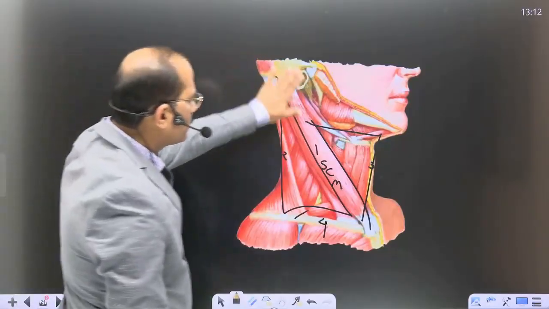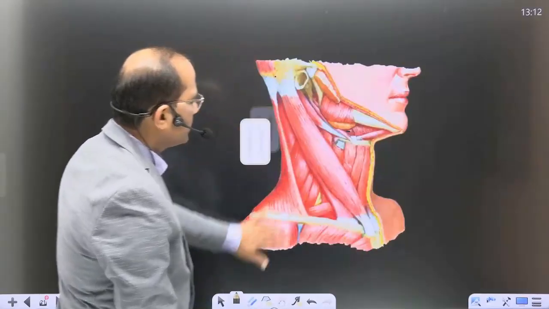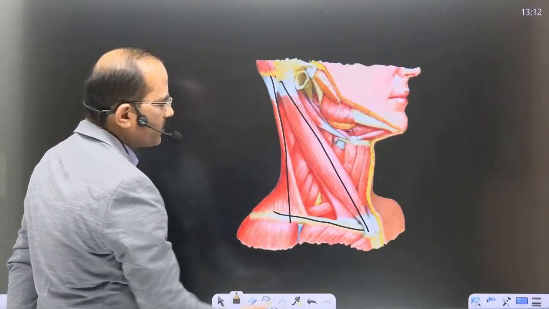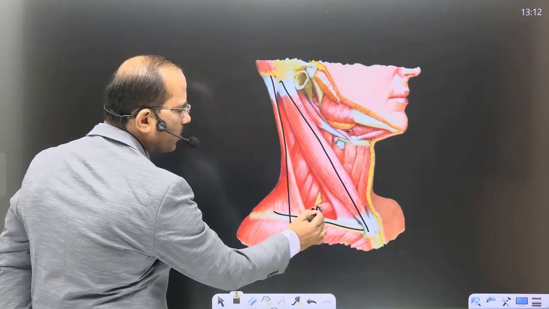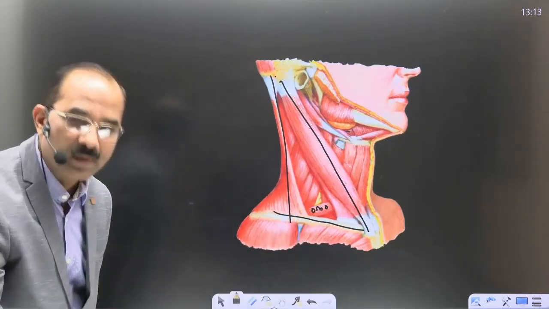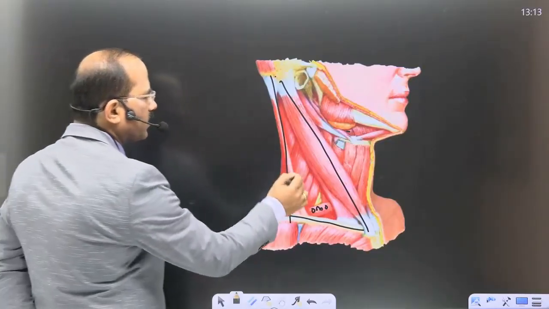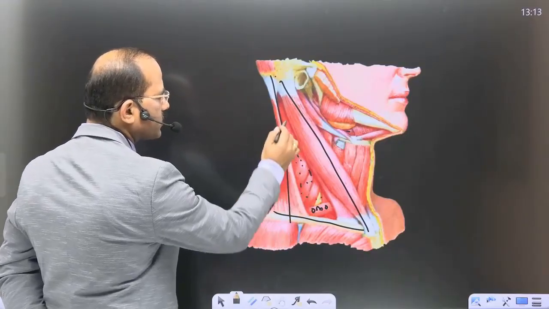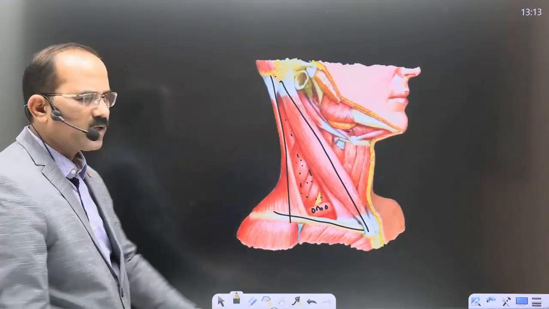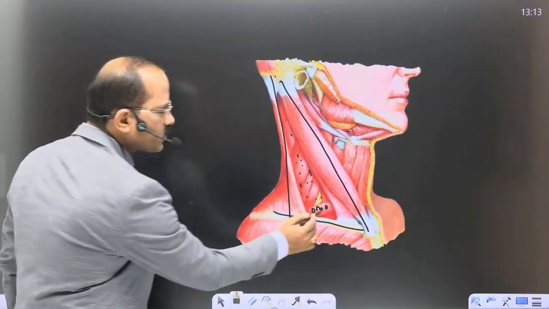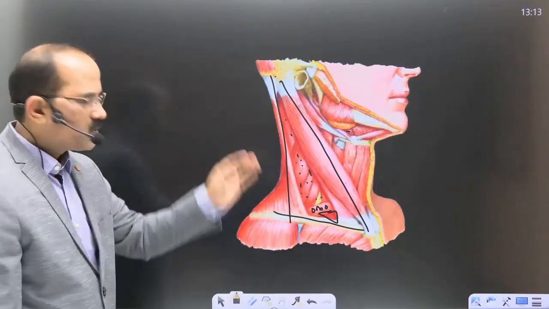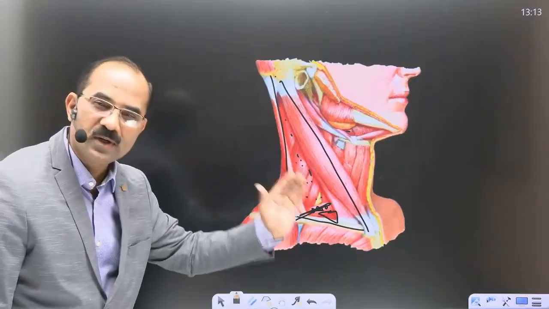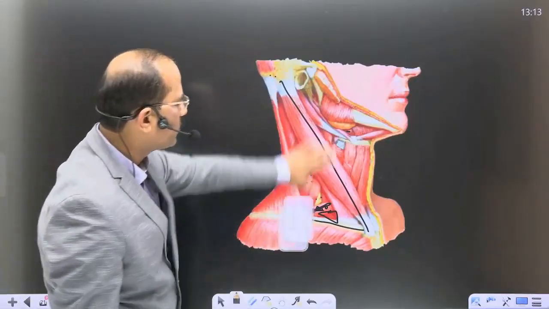Clear? Now just try to understand this. This posterior triangle is bounded by sternocleidomastoid, trapezius, and the clavicle, right? Now, what is this muscle? This is the omohyoid, the inferior belly of omohyoid. So, what is this triangle? I'll just put a dotted line here for you. This is the occipital triangle. And we have a small, what is this triangle? Supraclavicular triangle. So the posterior triangle is divided by the inferior belly of omohyoid into an occipital triangle above and a supraclavicular triangle below. I hope this is clear.